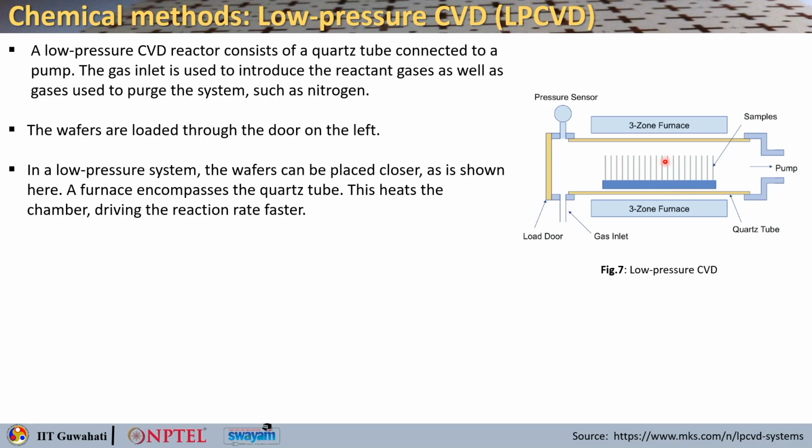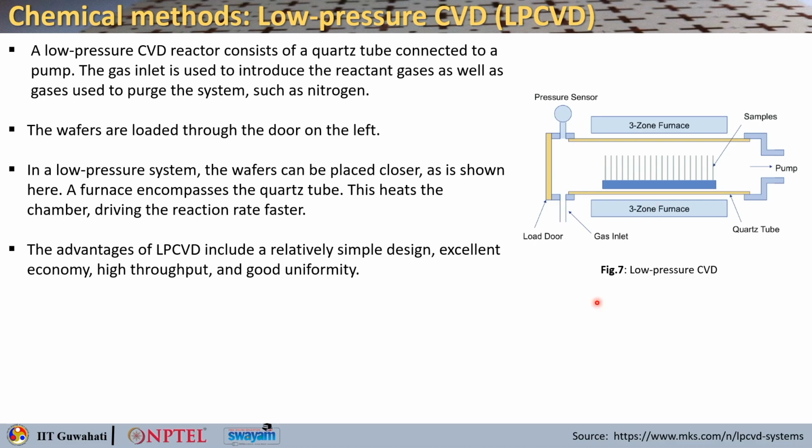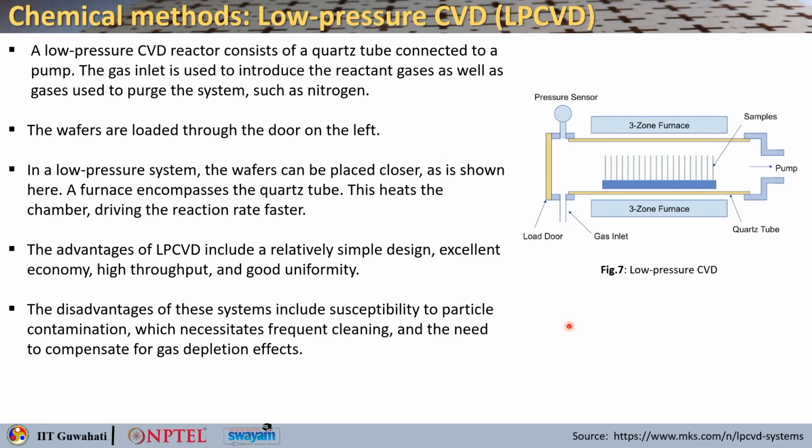A furnace encompasses your quartz tube. This is the quartz tube that is encompassed by a furnace. This heats the chamber, driving the reaction rate faster. The advantages of low pressure CVD include a relatively simple design, excellent economy, high throughput, and good uniformity. However, the disadvantages of these systems include some susceptibility to particle contamination, which necessitates frequent cleaning, and the need to compensate for the gas depletion effects.